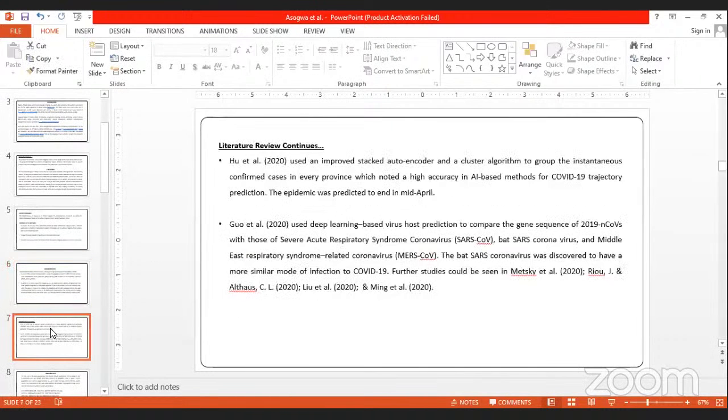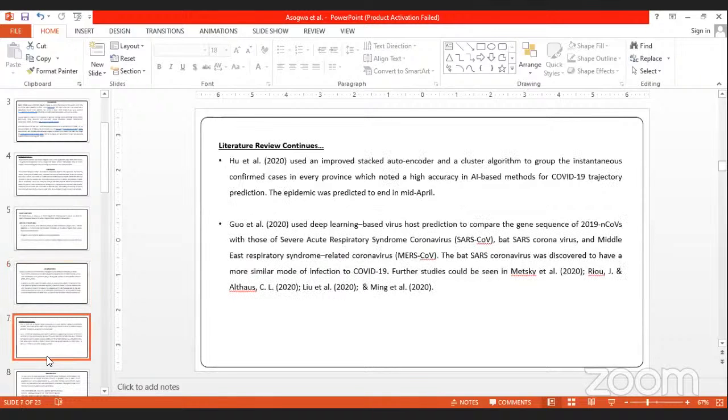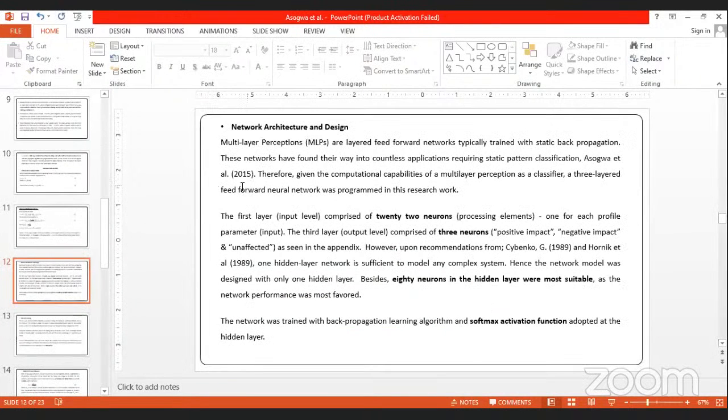Many current literatures by people who have worked on this area, starting in this 2020, can be seen on the screen. Because of time, I want to go down to the main thing so that time will not be against me.